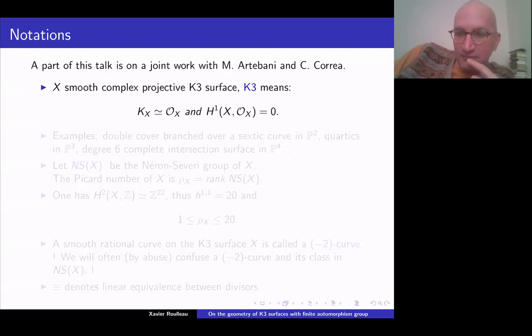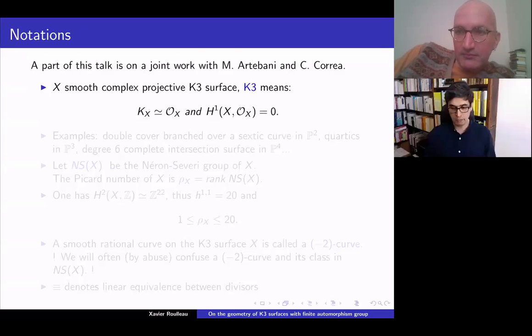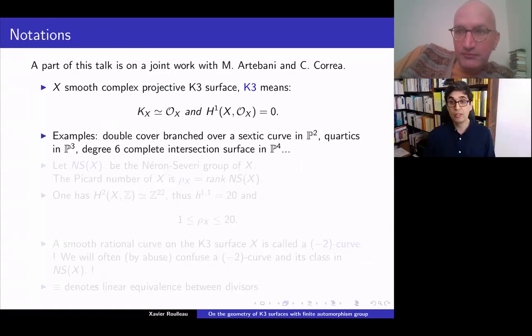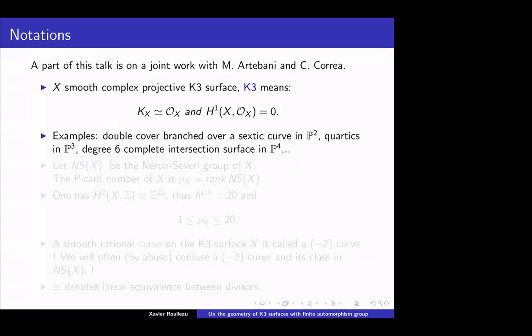So let's start with the notations. X will be a complex projective K3 surface. I recall that K3 means that the canonical bundle is trivial and H1 is also trivial. Examples are well known: double cover branched over a sextic curve in P2, quartics in P3, degree 6 complete intersection in P4, and so on.